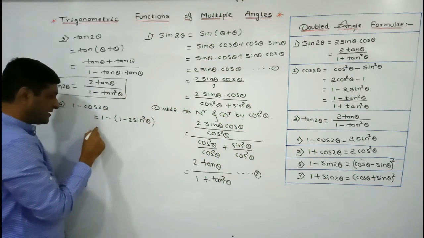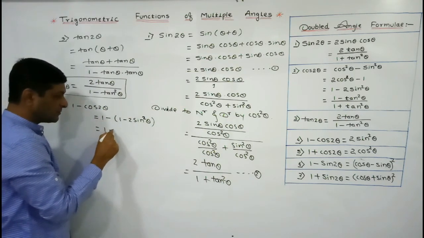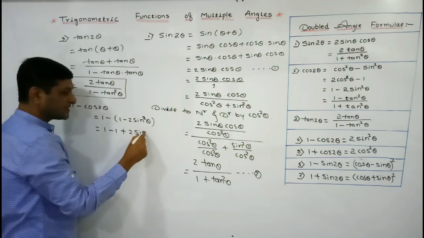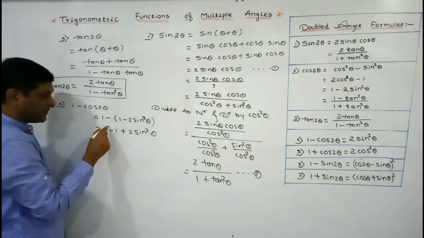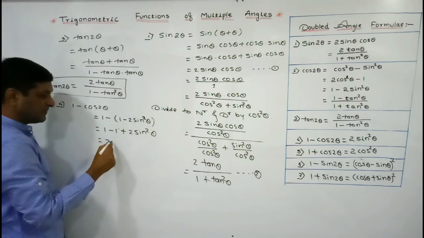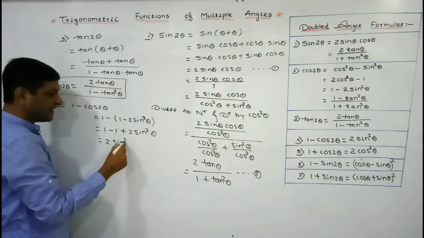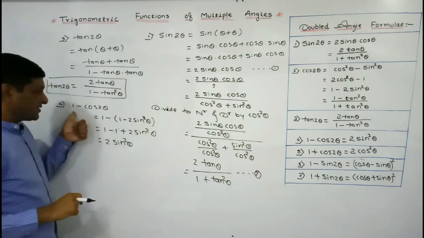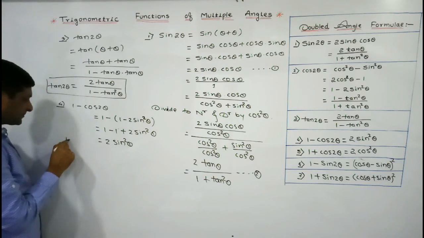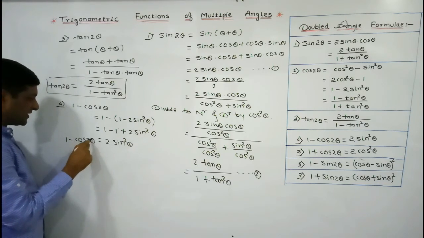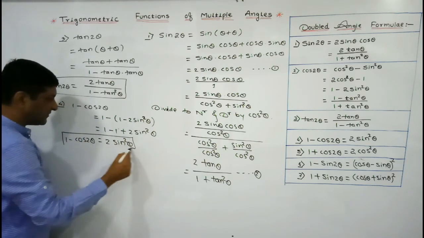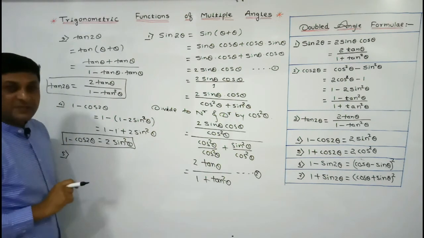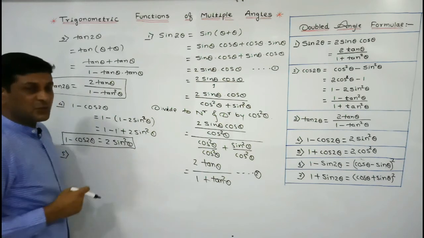Now simplify, open the bracket, minus into 1 is minus 1 and minus into minus will become plus 2 sin square theta. Here minus 1 and plus 1 will get cancelled, and what is the remaining term? 2 sin square theta. In this way we have proved the fourth formula also. 1 minus cos 2 theta is equals to 2 sin square theta. Now let us try to prove the fifth important formula. What is the fifth formula? 1 plus cos 2 theta.